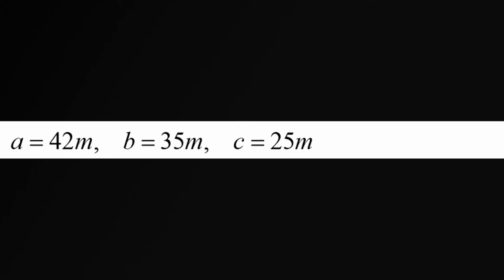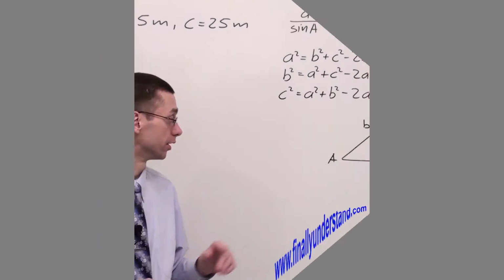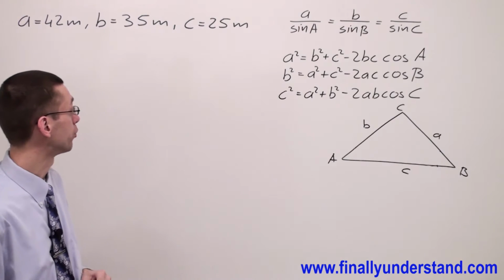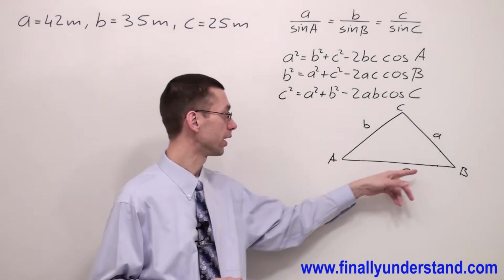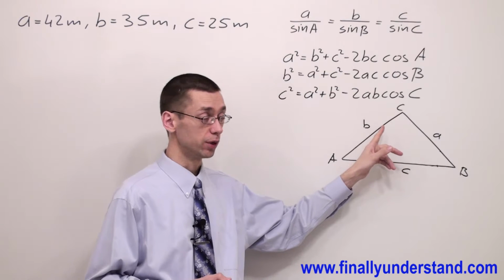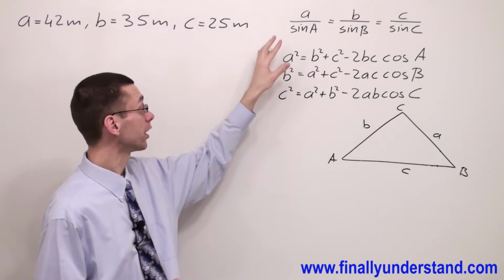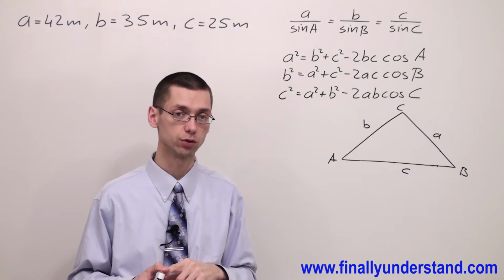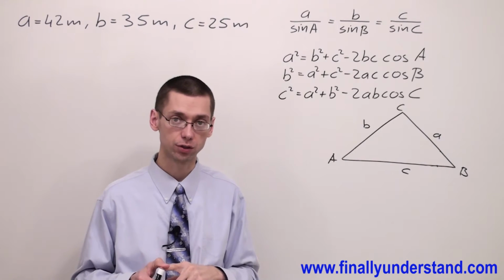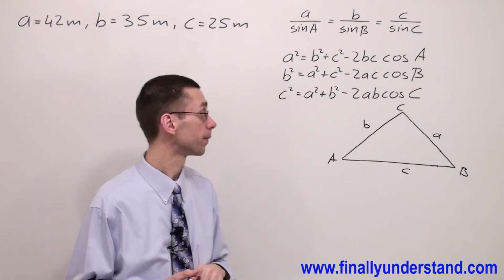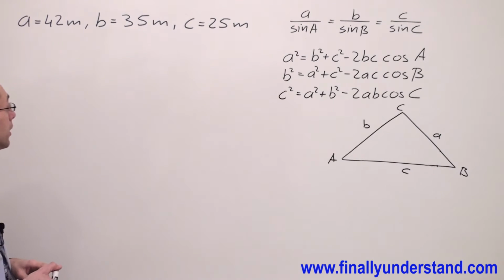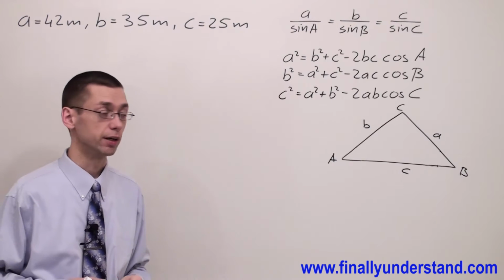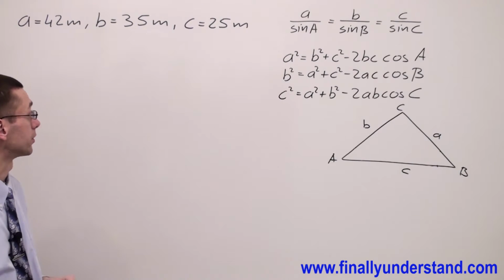Let's take a look at this example. We have given 3 sides of the triangle and we're supposed to find the missing angles. Please notice that at the beginning we cannot use law of sines, because in order to use law of sines you're supposed to have given at least one angle and opposite side to that angle. At this moment we don't have any angles, that's why we cannot use law of sines.